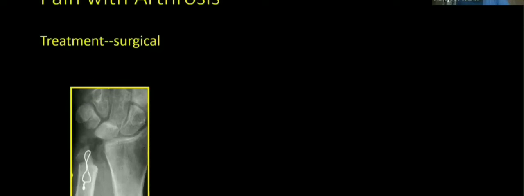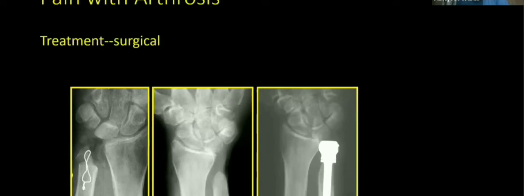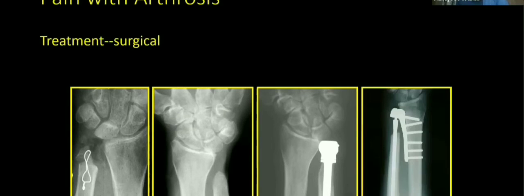And that would involve salvage procedures such as a Darrach procedure, a stabilized Darrach procedure, where you would stabilize the proximal stump of the ulna with a tenodesis using either the FCU or the ECU tendon, hemiarthroplasty of the DRUJ, or total arthroplasty of the DRUJ. This particular prosthesis is called a Scheker prosthesis, which is perhaps one of the best options available for very chronic and very difficult DRUJ problems.